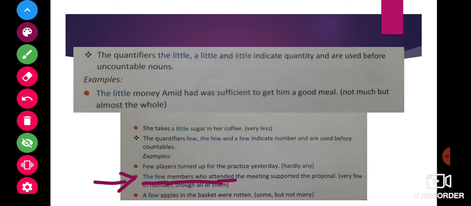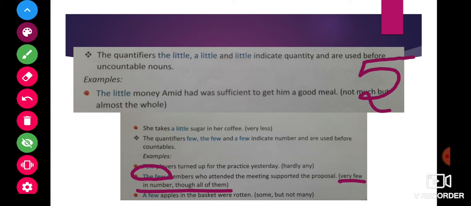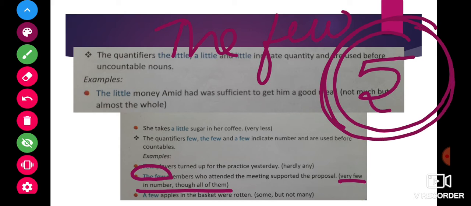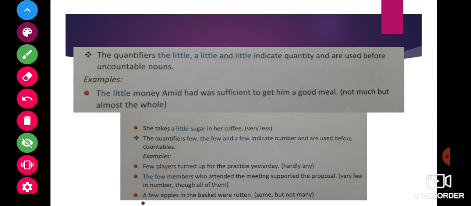The few members who attended the meeting supported the proposal. Now, the few means very few in number, although all of them. That means if there were 5 members in the meeting and if all of them supported the proposal, we can use the few. The few means a less amount, like 5. 5 is a less amount, a less number. So whenever there is less number but we consider the whole of that number, we write the few. Let us look at the next example.